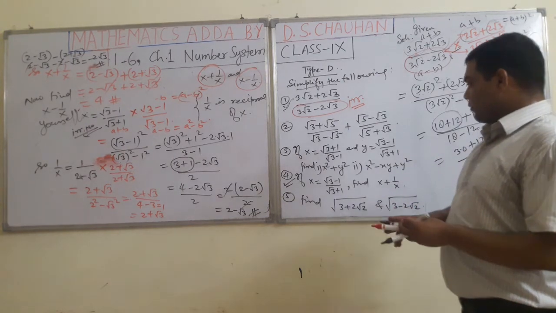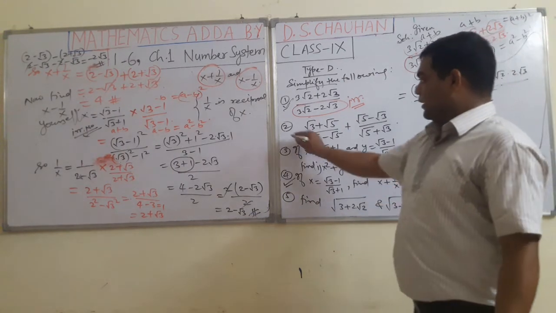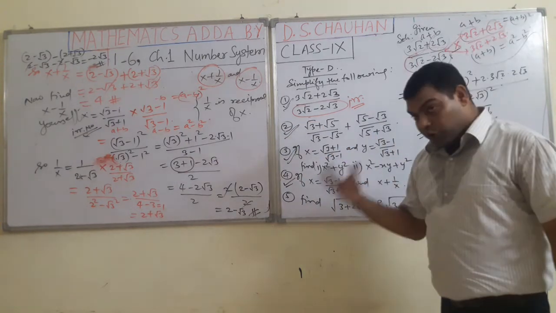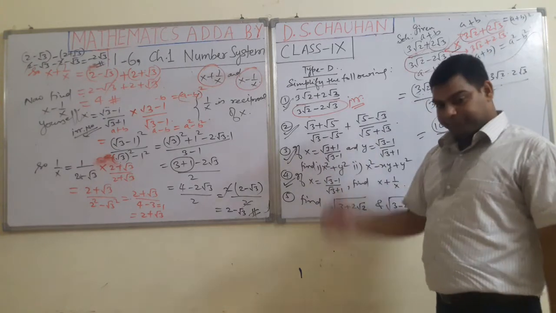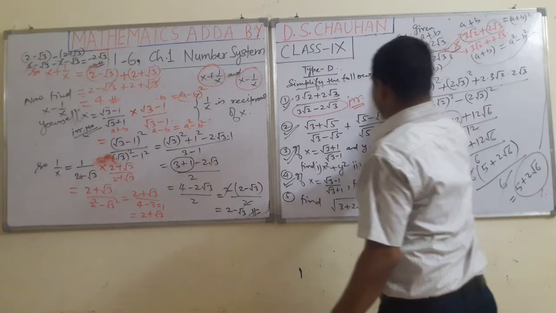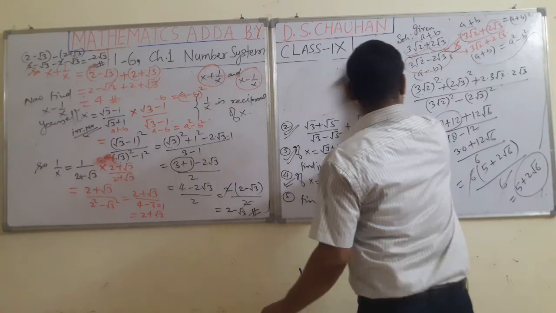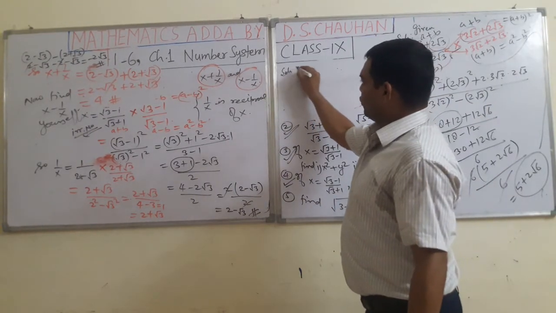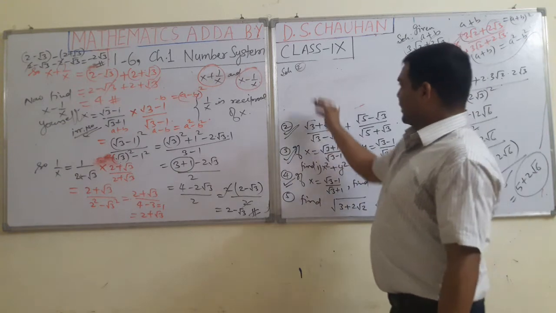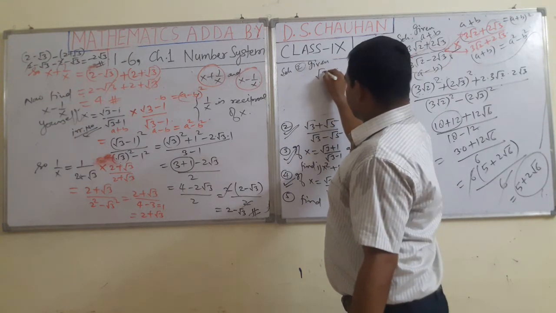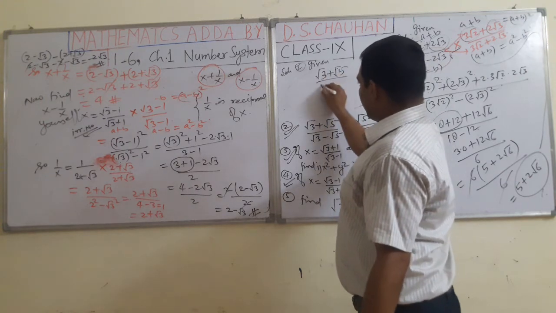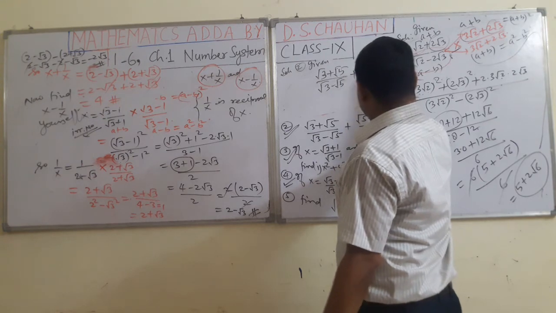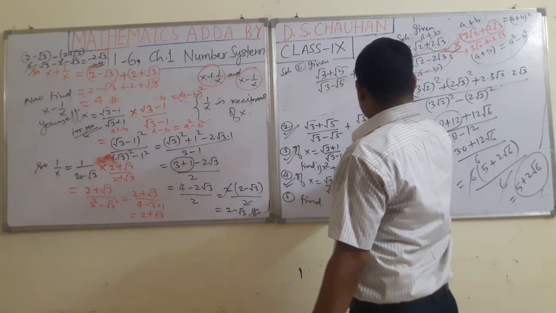Now students, here are some more questions. How to do this type of question? I am going to tell you clearly. You try to understand. Now, see, solution of question 2. Given (√3 + √5)/(√3 − √5) + (√5 − √3)/(√5 + √3).